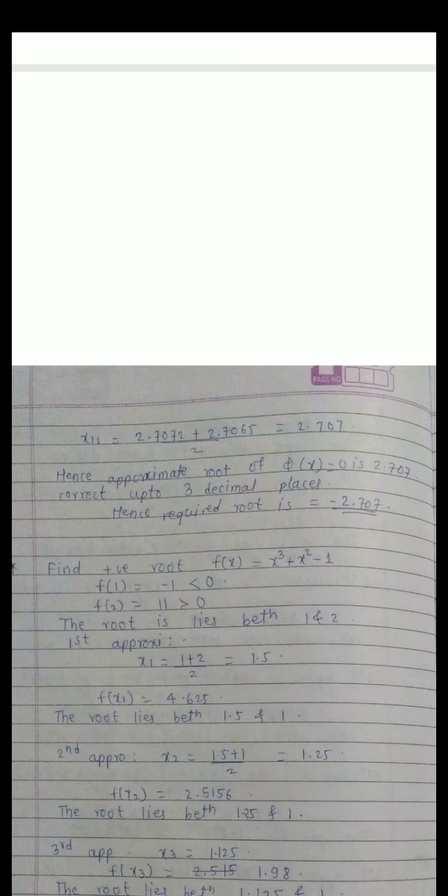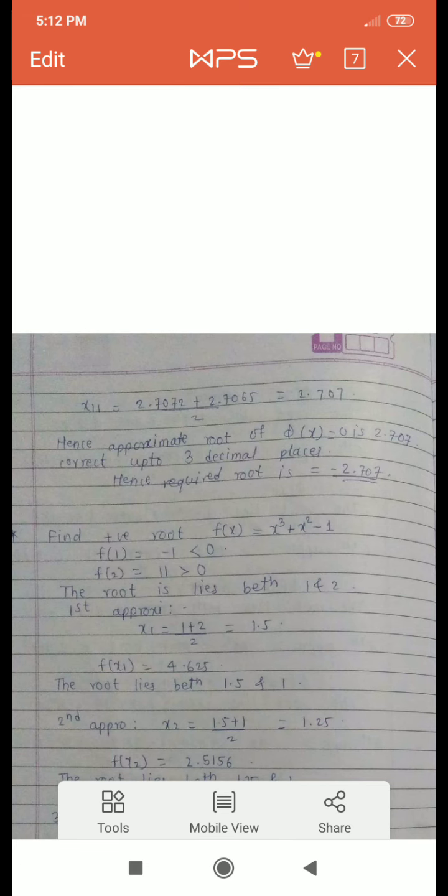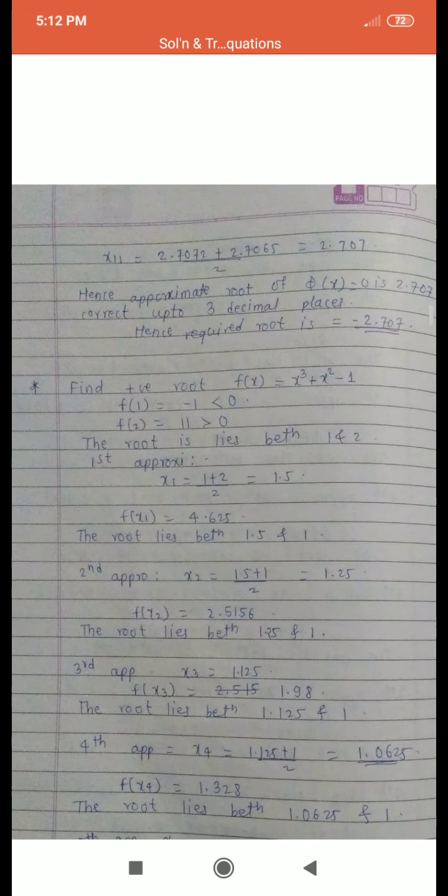Therefore the required root of phi of x is 2.707, and phi of x is nothing but f of minus x. This is the positive root of phi of x, but phi of x is nothing but f of minus x, and we have to find the root of f of x. Therefore put the negative sign there. Hence our required root is minus 2.707. This is the example. Okay.